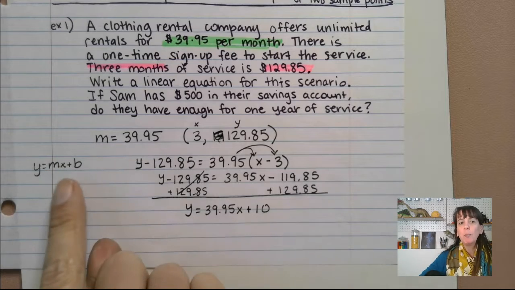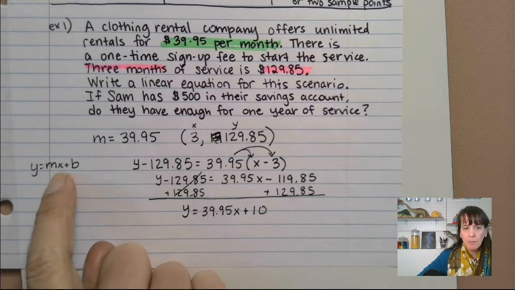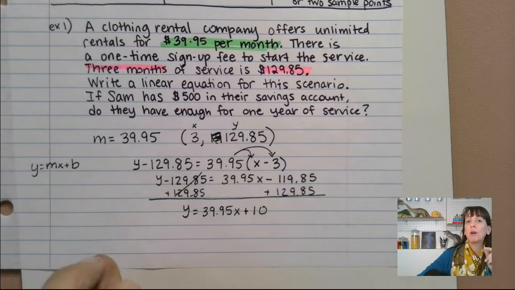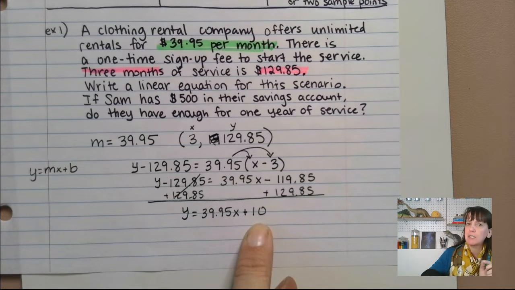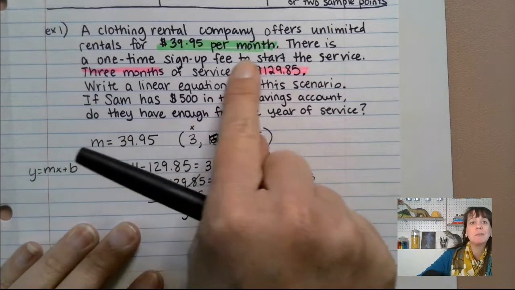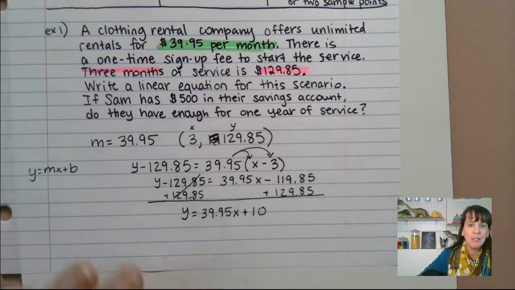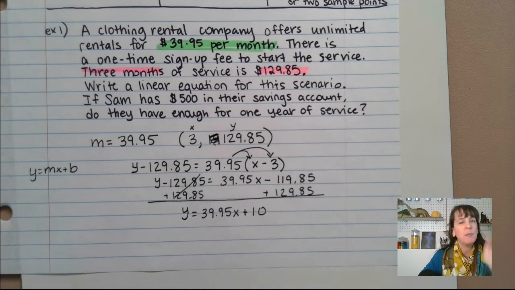When we're talking about slope intercept form, our rate is our m and our b is our starting point or our fixed amount. What we now know is that $10 is the fixed amount. Remember we said there's a one-time sign-up fee to start this service? That is $10. You have to pay $10 and then you have to pay $39.95 per month.